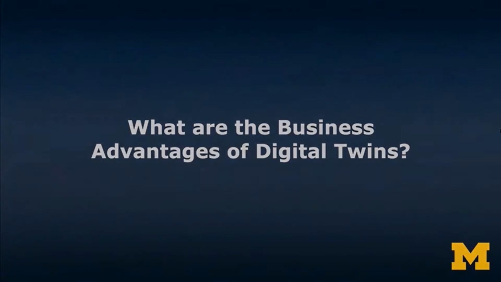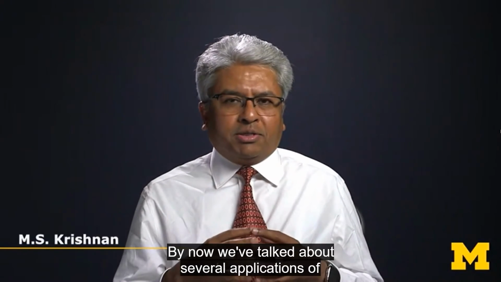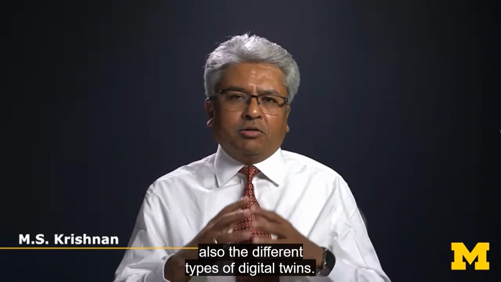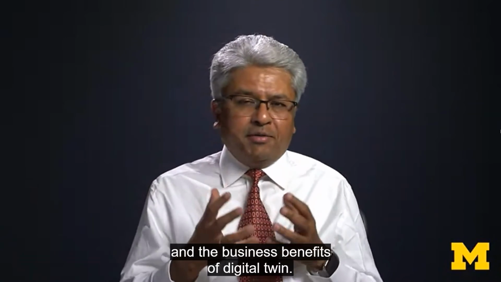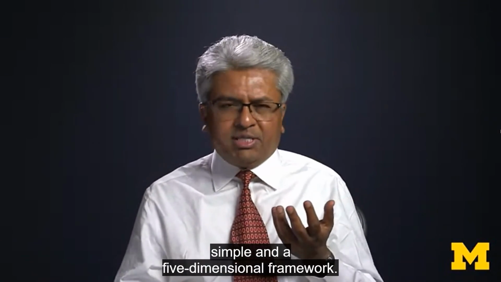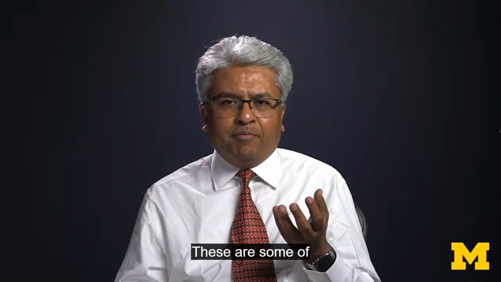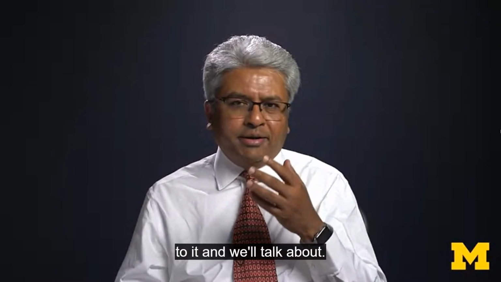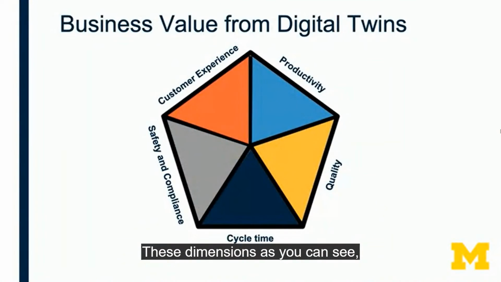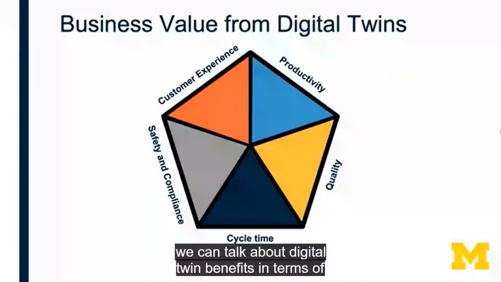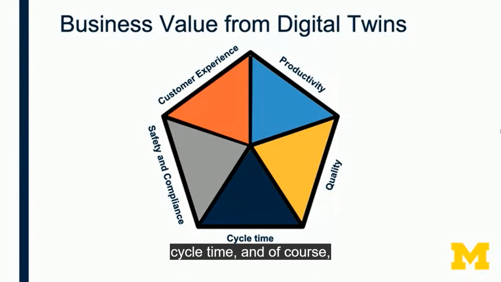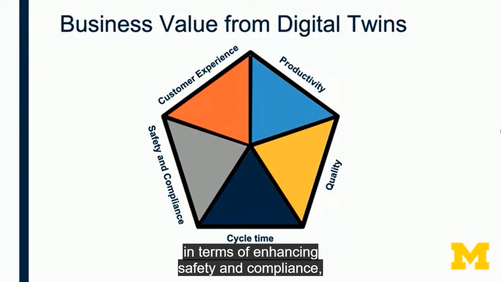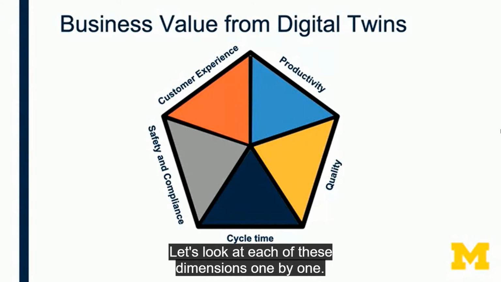By now, we have talked about several applications of digital twins in manufacturing and also the different types of digital twins. Let's now look at the business value proposition and the business benefits of digital twin. We have captured this in a simple, five-dimensional framework. These are some of the important dimensions. There are more to it, and we'll talk about them. As you can see, we can talk about digital twin benefits in terms of productivity improvement, quality improvement, cycle time, and of course, in terms of enhancing safety and compliance, and finally, customer experience. Let's look at each of these dimensions one by one.